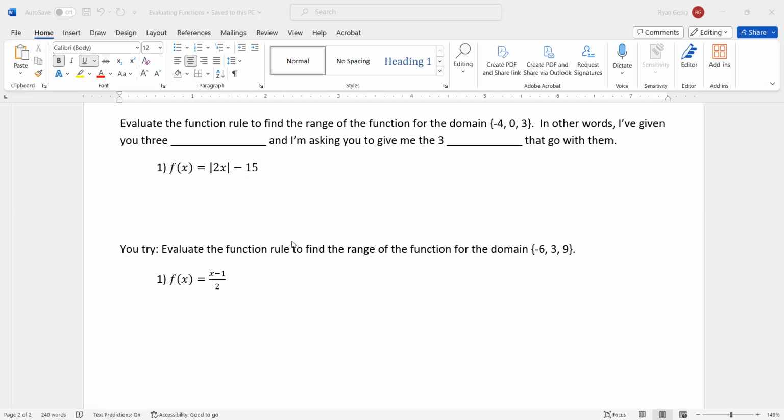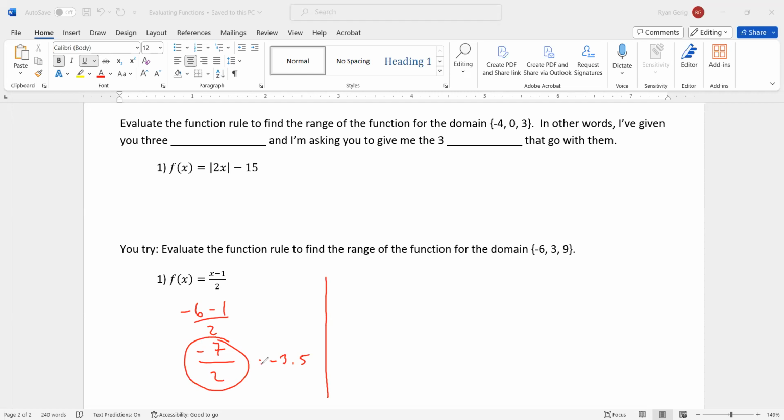Now you try it. Try pausing the video. Get the 3 y values from the 3 x values given to you. Okay, hopefully you tried that. Let's do them right now. So I'm going to put -6 in for x. -6 minus 1, I do that first. That's -7 divided by 2. You could just leave it like that. I'm sure some of you did -3.5, which is also fine. If it says leave it as a fraction, make sure you leave it as a fraction.